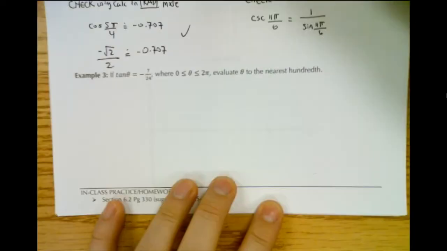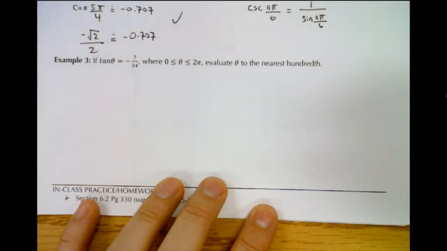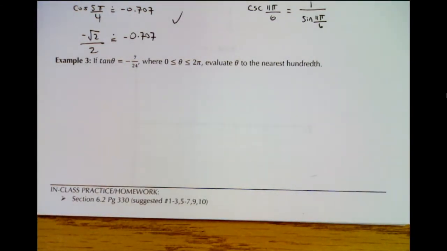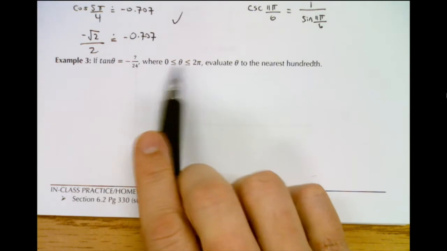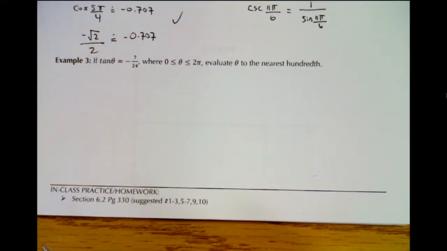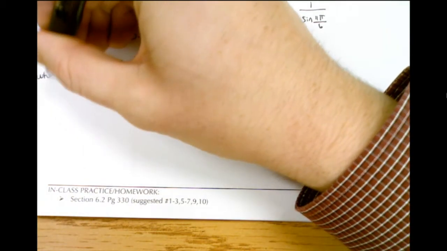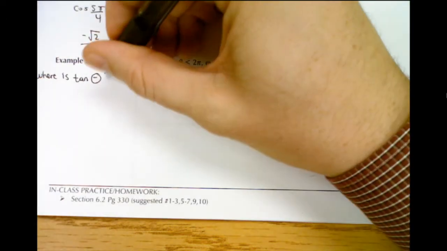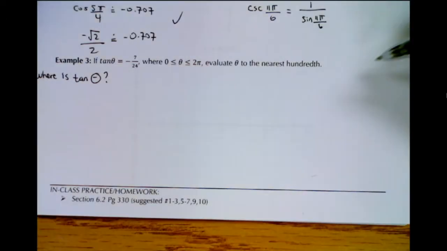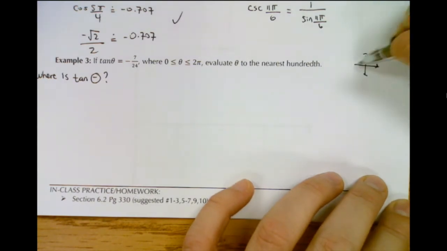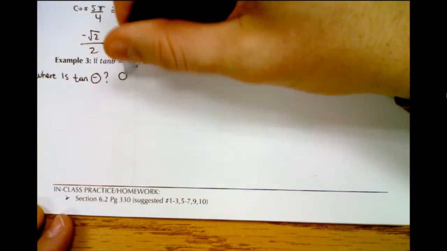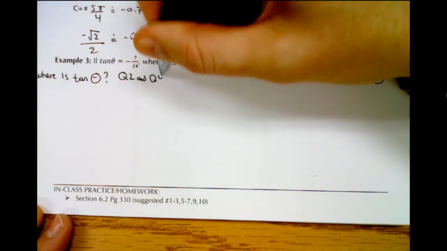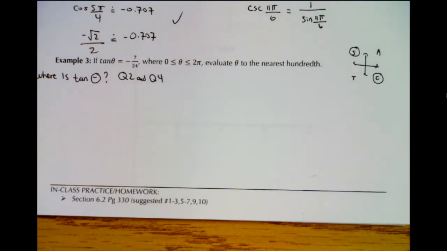All right, on to example 3. If tan theta is negative 7 over 24, when our angle is between 0 and 2 pi, evaluate theta to the nearest hundredth. Well, we have to ask ourselves, where is tan negative? According to the CAST rule, tan would be negative here and here. So the answer is in quadrant 2 and quadrant 4. So we need 2 answers, one in quadrant 2, one in quadrant 4.